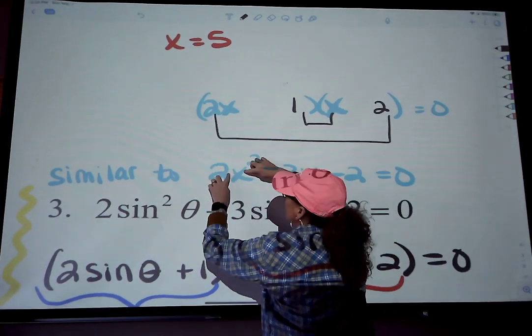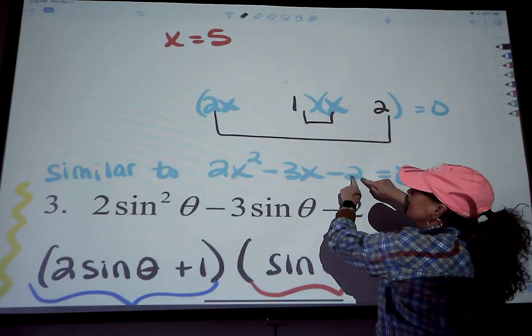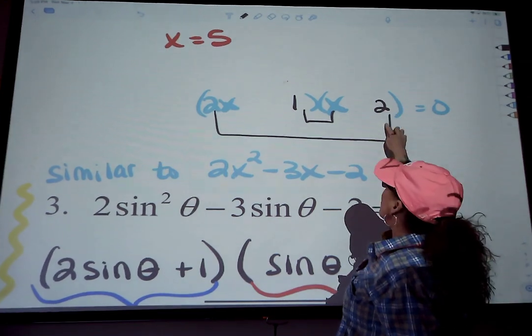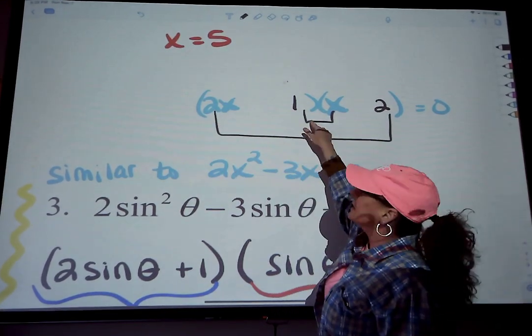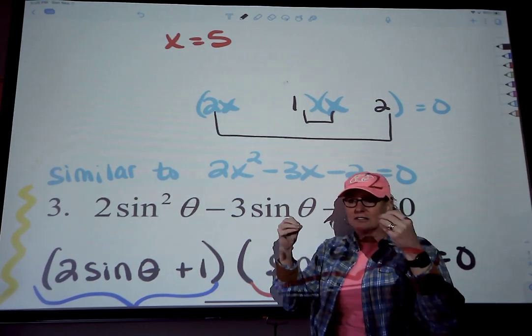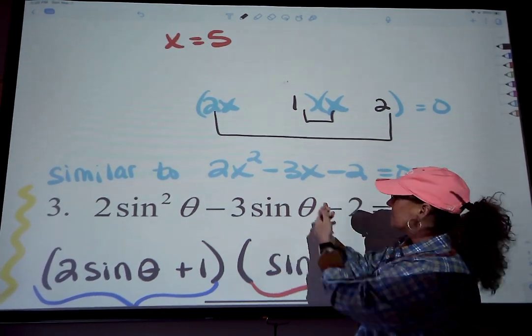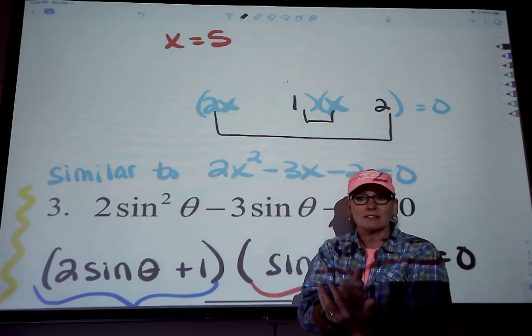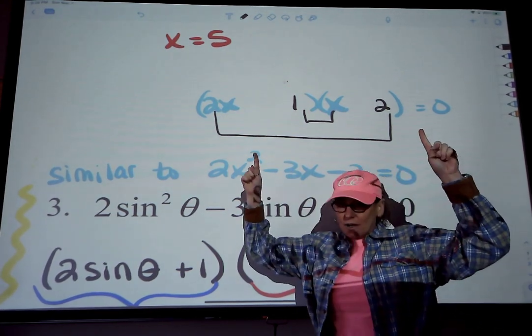This times this, check. This times this, check. How about your outer and your inner? Well, my outer gets me a 4x, my inner gets me a 1x, 4x, 1x, 4x and a 1x. Does a 4x and a 1x combine in any way to get me a 3x?